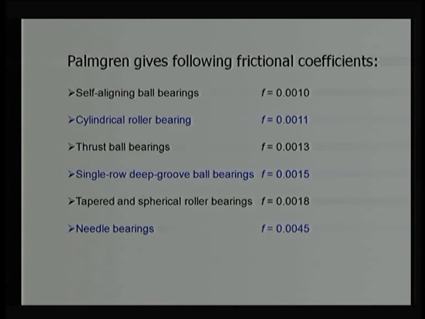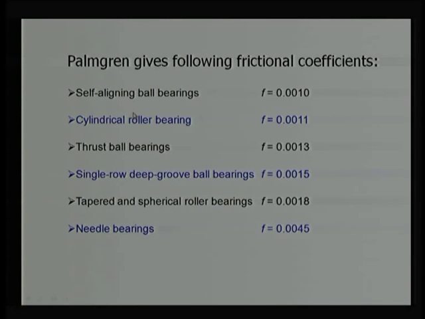So, one discussion point comes: should I choose a self aligning ball bearing for every case? In the previous slide, we said that depending on the load, we have to choose a configuration. And if we have an option, then we may choose one of these bearings. Or, if in our application all kinds of bearings can be utilized, then the coefficient of friction comes in.